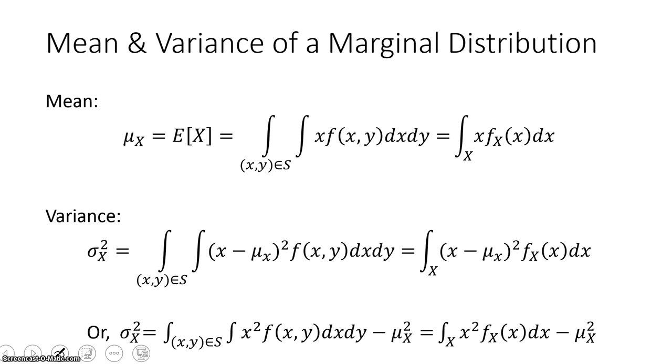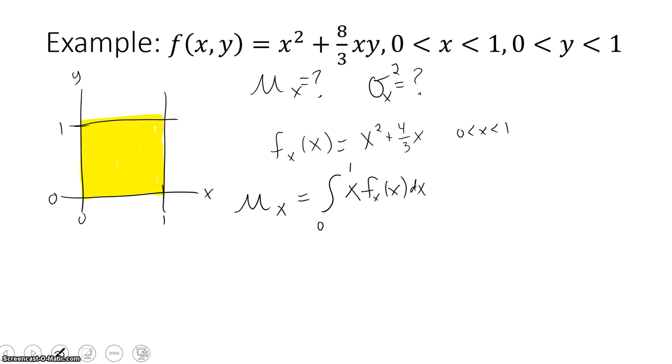These things can be defined completely analogously for y. I'm not going to go through the separate definitions for them. So let's look at our example again, and we'll find the mean of the marginal distribution of x and the variance of that marginal distribution of x.